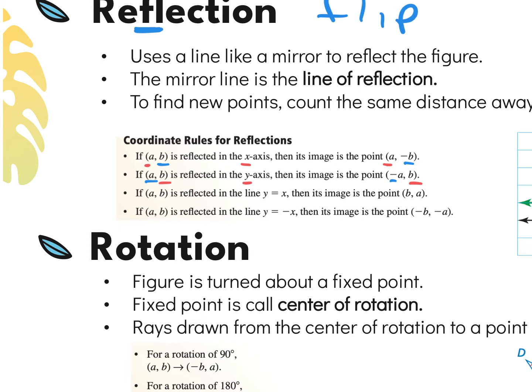Now what's nice about the reflection, if you have the original ordered pairs graphed and you have the line of reflection, you can also just count the spaces away that the figure is graphed from that line of reflection. And let me show you what I mean by that in the example that's provided here.